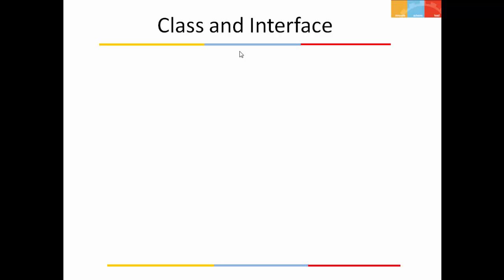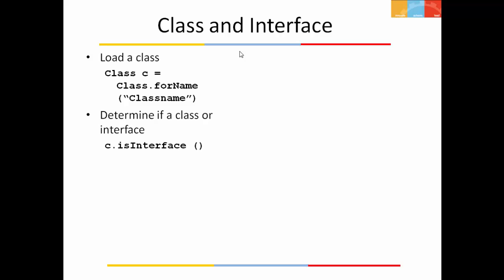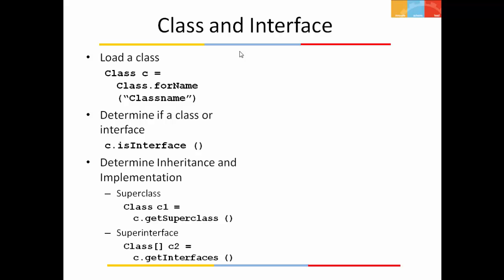So let's look at a class and interface example actually. Let's look at how it can load a class. It can do it like this: Class C equal to Class.forName, and then give the name of the class as a string. It can load the class. It can check C.isInterface. It returns true or false. It can also retrieve its superclass, for example, Class C1 equal to C.getSuperclass.